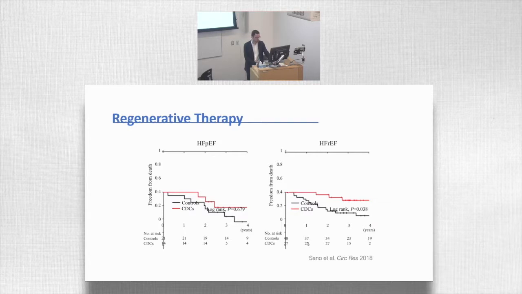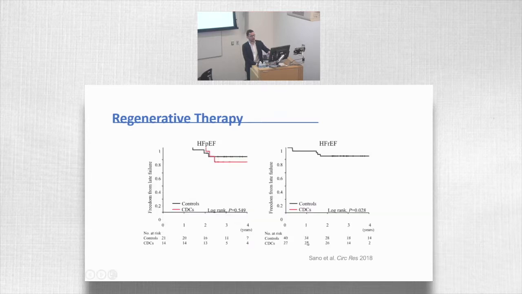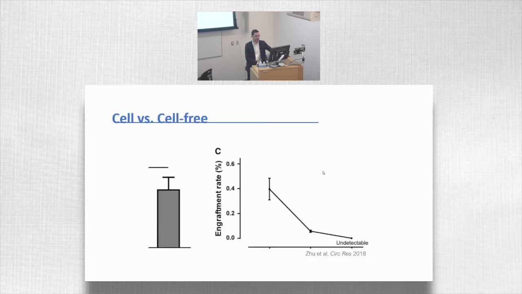They've also seen that it's not only a benefit in survival, but also, and again, excuse the curves here, they also see a benefit in freedom from late failure in those who started with the reduced ejection fraction. But cell delivery itself is difficult because cell engraftment has been shown to be pretty limited in these patients.